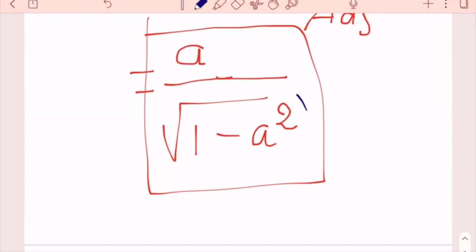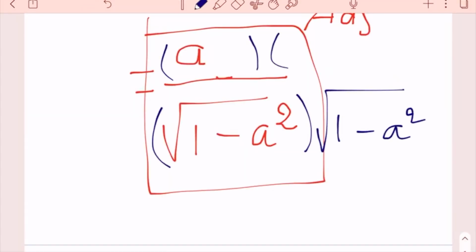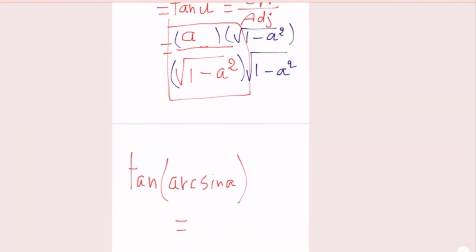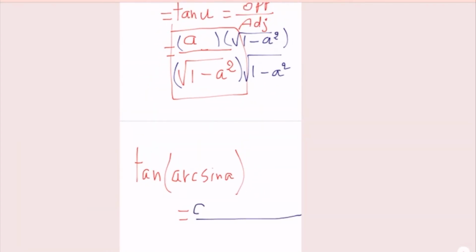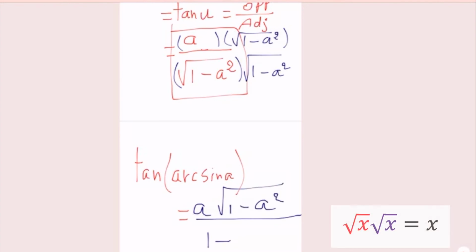That's it. We can just simplify, rationalize. We multiply by square root of 1 minus a squared, both denominator and numerator. And we multiply: A times square root of 1 minus a squared in the numerator, and in the denominator we use the property square root of x times square root of x equals x to get this answer.